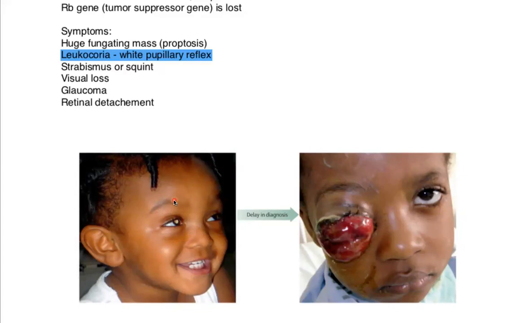بعد ذاك it gets worse. It can result in proptosis, which is basically a fungating mass. بيكون في mass protruding زي ده. ممكن يكون squint أو strabismus squint. ممكن يكون في vision loss. ممكن يكون في glaucoma in some cases, so increasing the pressure of the eye. ممكن يكون في retinal detachment. الحاجات دي كلها ممكن تحصل. لكن the one thing I want you guys to remember, like super early presentation of retinoblastoma, is إنه بيكون في white pupillary reflex. So in other words, if a person has red pupillary reflex, they don't have retinoblastoma. Make sense?